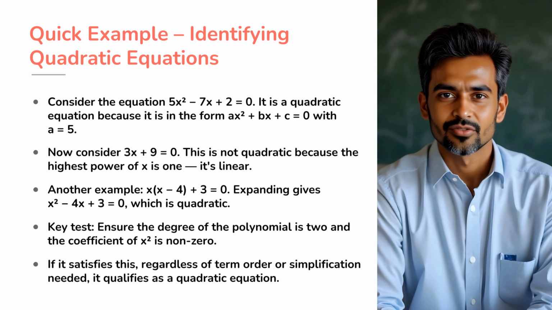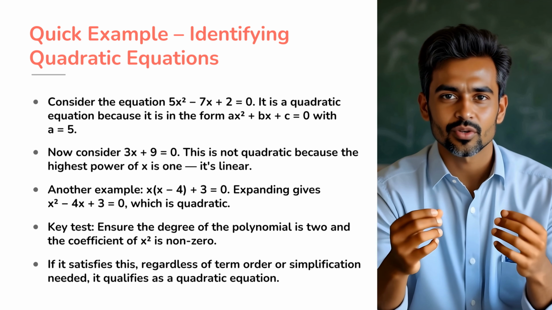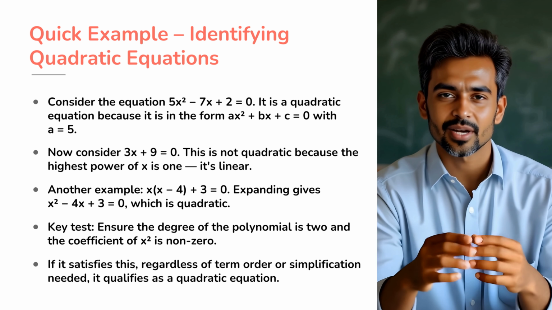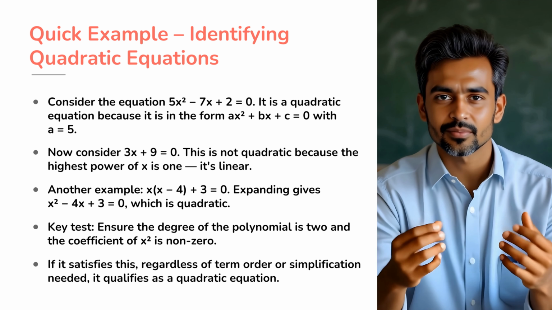So always check for the degree. If the highest exponent of the variable is 2, and the equation can be written in the form ax² + bx + c = 0, then you've got yourself a quadratic equation.